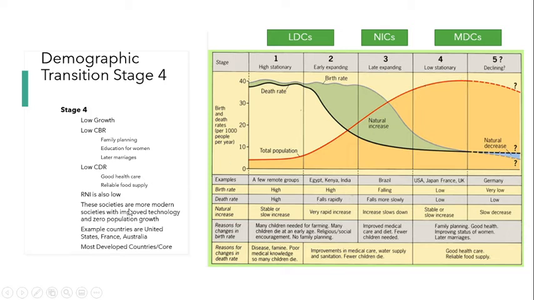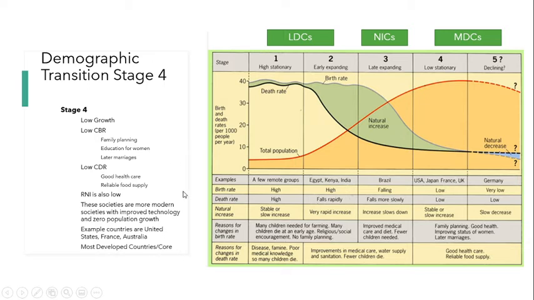So these are more modern societies with improved technology, and zero to little population growth. Example countries again would be the United States, France, Australia, United Kingdom, Canada. So stage 4 countries are also synonymous with more developed countries. If it's stage 4, it's also a more developed country. It would also be considered a core country.